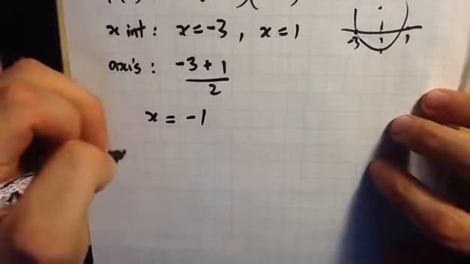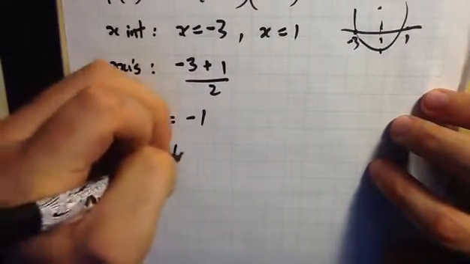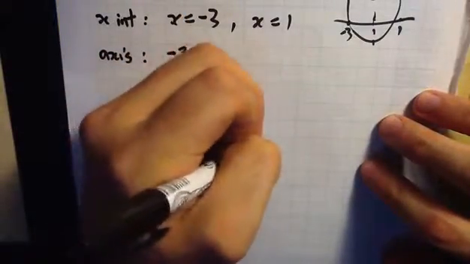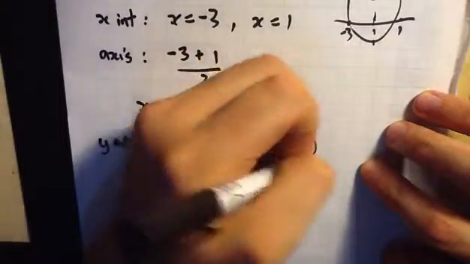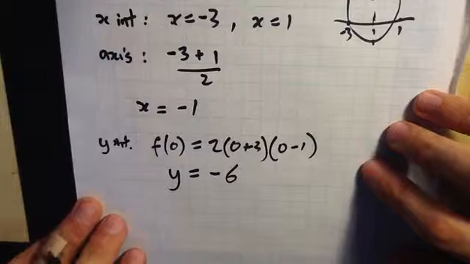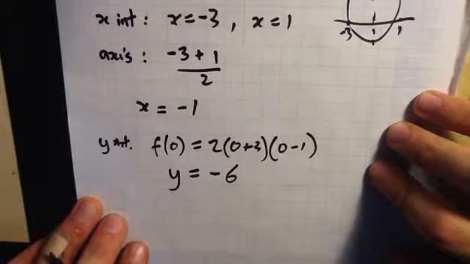If I wanted to get the y-intercept, I'd just find f of 0, so make x 0. So it's going to be 2 times 0 plus 3 times 0 take 1. That is going to equal -6. So the y-intercept is -6.